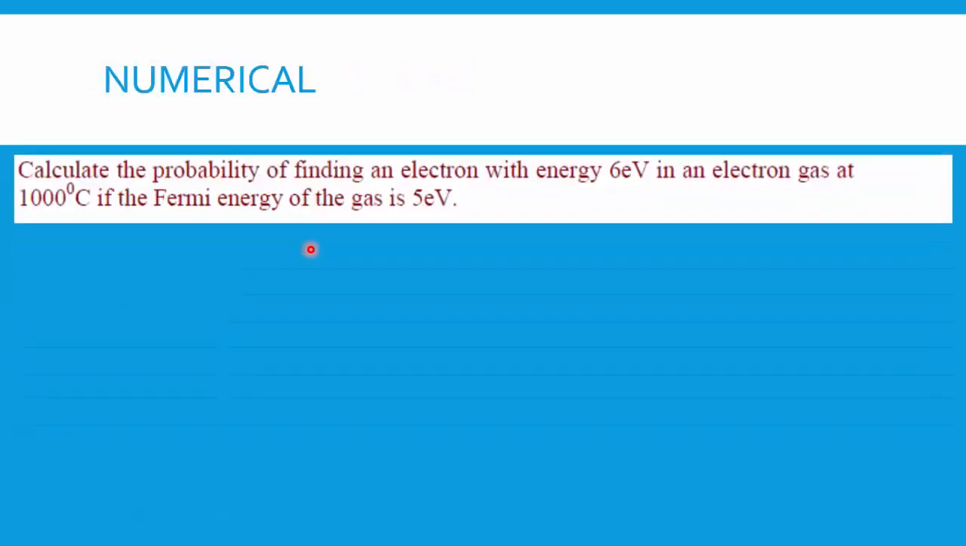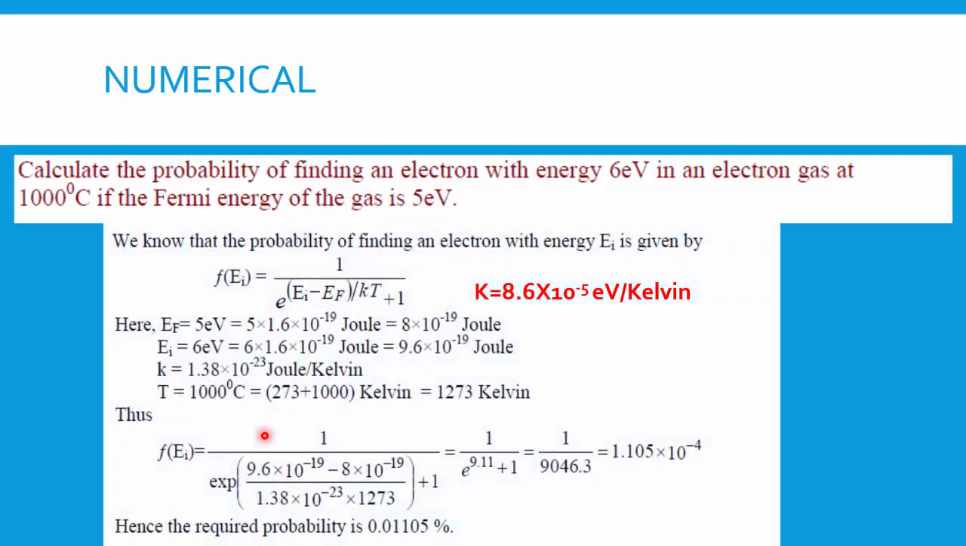So let us do a numerical. What does the numerical say? Calculate the probability of finding an electron with energy 6 electron volt. So you have an electron lying in some energy level, let us say E1 or E2 or E3 or EI, let us say it's 6 electron volt. And the electron gas is kept at 1000 degrees Celsius, and the Fermi energy is 5 electron volt. So you have certain E1, E2, E3, E4 like this. You have Fermi energy also.